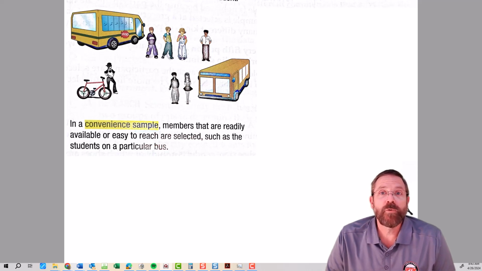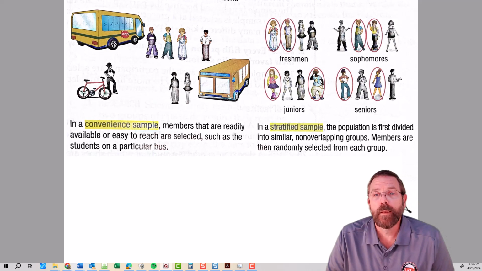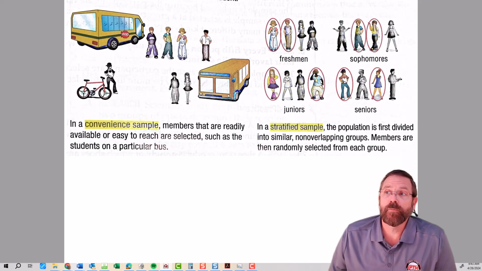So let's say you wanted to have an opinion of everybody's favorite lunch at the school, but you only interviewed one sixth grade class. That's going to be a convenient sample. That's not going to be truly representative of the whole school body. A stratified sample is where you divide them into similar non-overlapping groups, such as grade levels, and then members are randomly selected from each group.